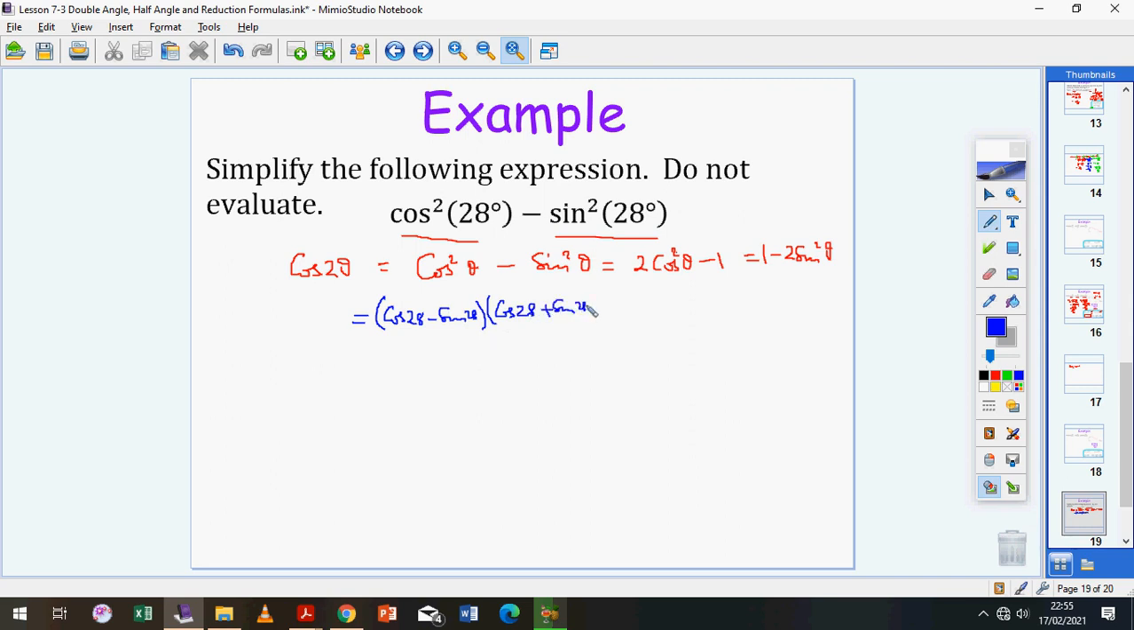Another way of simplifying it is just saying it's the same thing as 2 cosine squared 28 minus 1. And the last way of simplifying it is saying it's the same thing as 1 minus 2 sine squared 28. So yeah, any of these is fine because it's simplified and it's not evaluated. I would personally prefer these two because they look shorter, but this one is not wrong either. So yeah, choose. This is your homework.